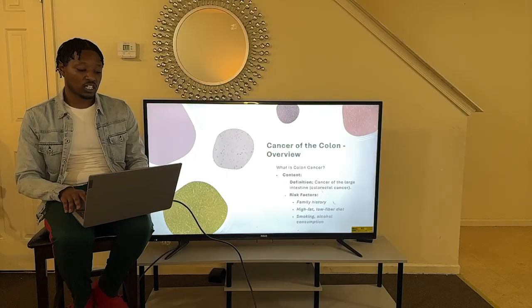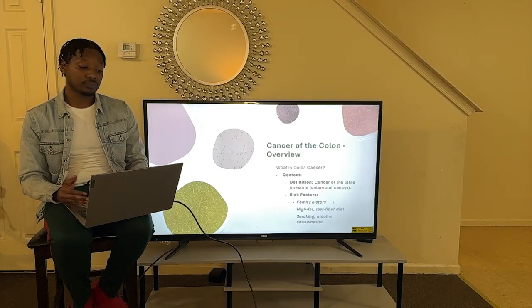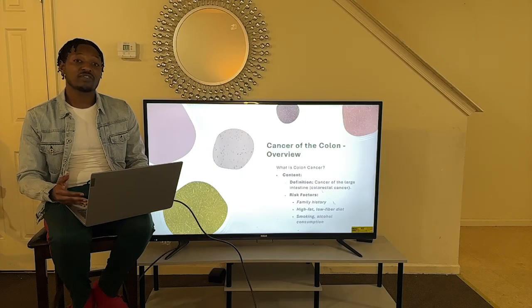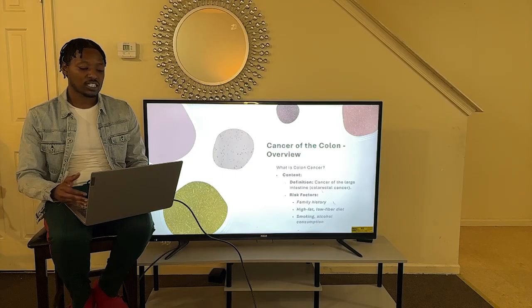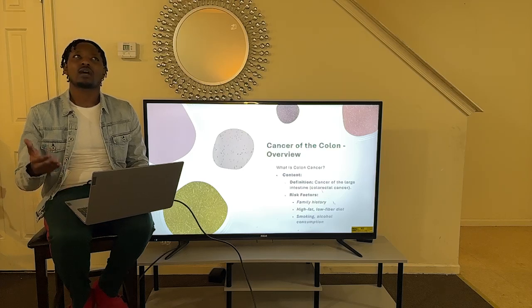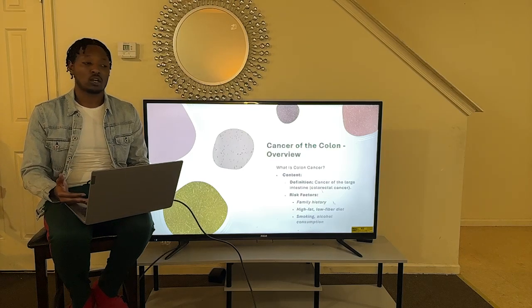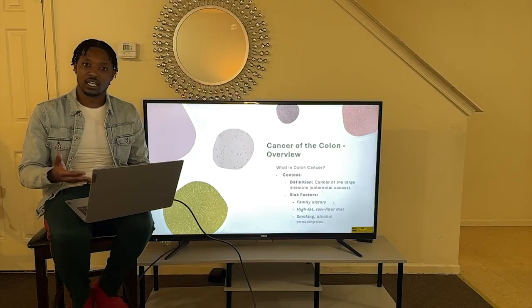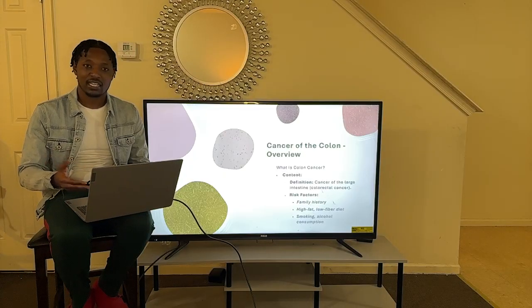Cancer of the colon. So, what is colon cancer? Colon cancer is a cancer of the large intestine, which is the colorectal cancer. Some risk factors include family history, a high-fat, low-fiber diet, smoking, and alcohol consumption. All risk factors for colon cancer. Also, eating a lot of red meat and low intake of vegetables and fruits. All of these things could lead to colon cancer if done way too much or not eating these things enough.